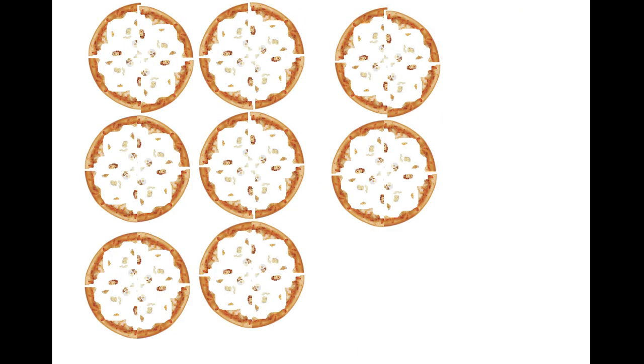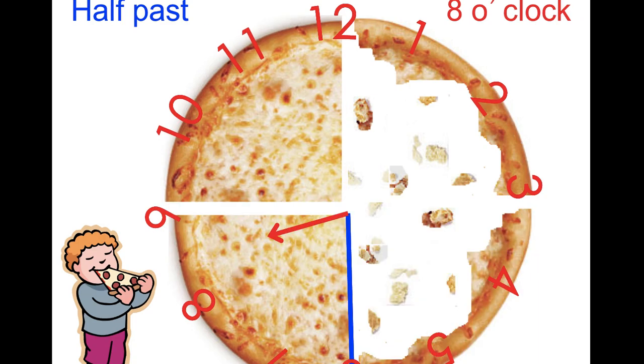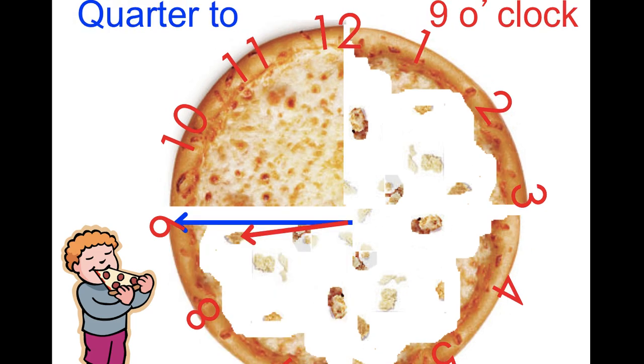Now it's 8 o'clock, 8 pizzas eaten. At 8:15, 1/4 has passed, 15 minutes has passed, so we will say quarter past 8. At 8:30, a whole half of a pizza is gone, so we would say half past 8. And at 8:45, there's only 1/4 left until it becomes 9 o'clock. So we would say quarter to 9.